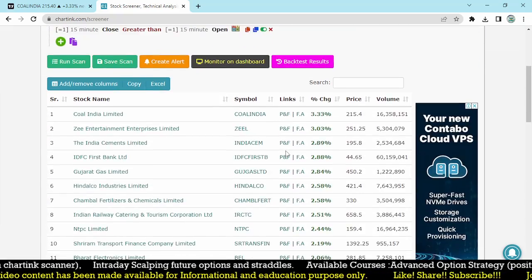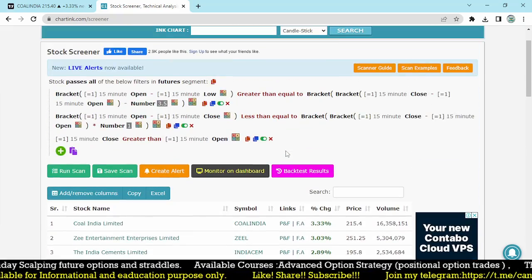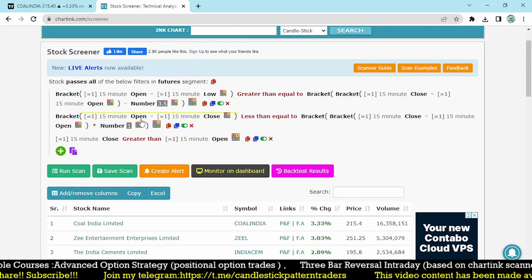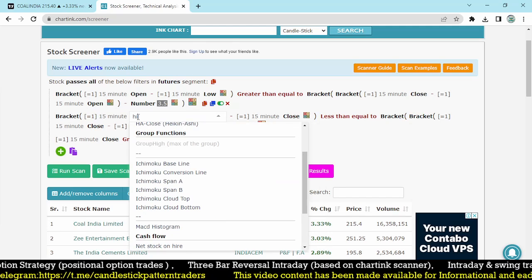If you filter, again a lot of stocks appear, so we made a mistake somewhere. Open minus close. Oh, sorry, here is the mistake. We used I minus close.